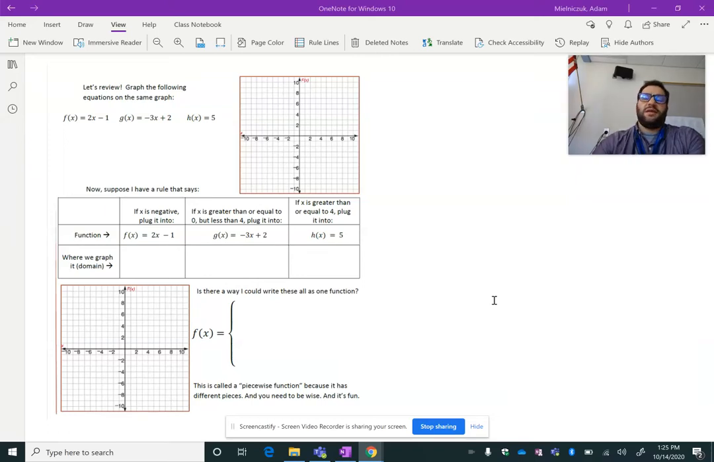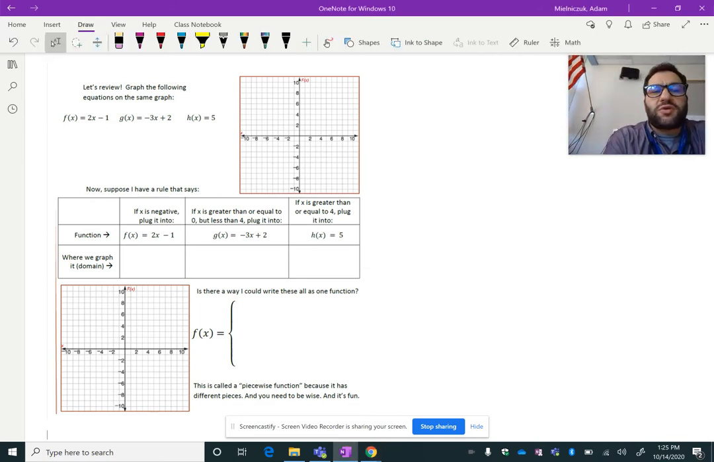All right, in lesson 8.3, we are going to start taking a look at piecewise functions. But before we do that, we need to do a little bit of a review that's going to scaffold into what we are learning. So let's review. Graph the following equations on the same graph.